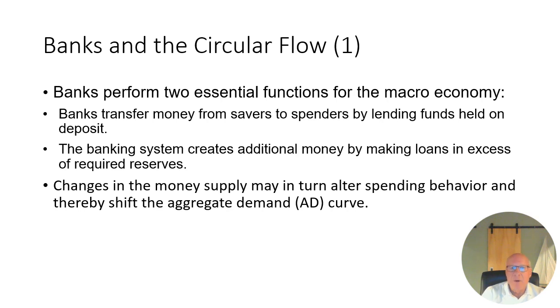Now, let's think about what banks do for a minute beyond just creating money supply, because that's not what we think of as their primary function. They have 2 major functions that are necessary for any economy to function. First of all, the banks transfer money from savers to spenders by lending funds held on deposit. In other words, the average person has money saved from their earnings. So you earn $5,000 and you spend $4,000 of it and keep $1,000 and you put it in the bank. So that's your savings. Now, those savings need to be transferred to business people for them to use productively.